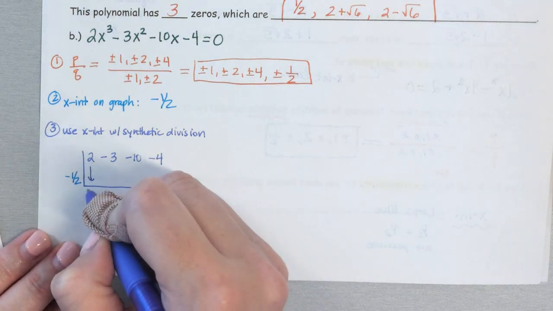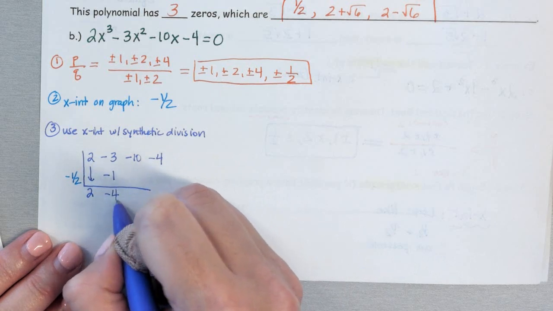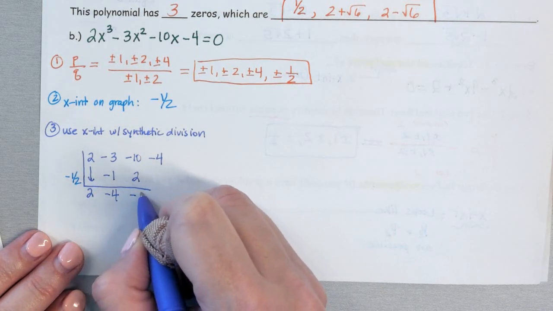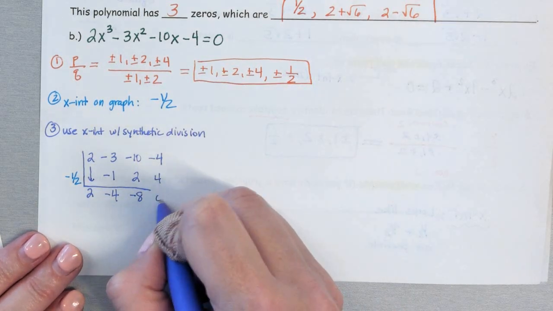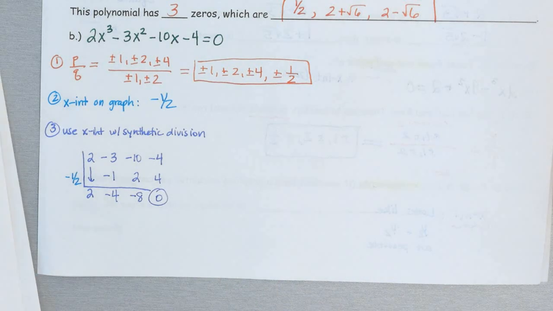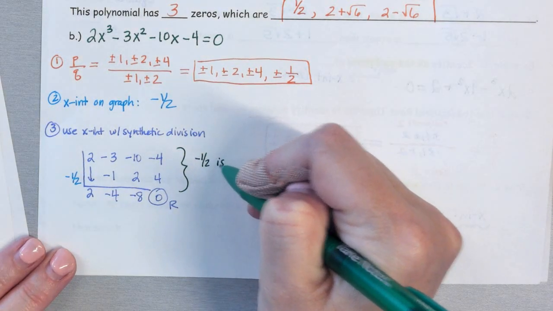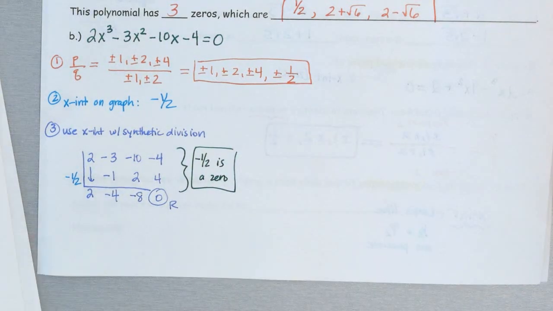So I drop down the 2. 2 divided by negative 2 is negative 1, which will be negative 4. Divided by negative 2 is positive 2. Add straight down. Negative 8 divided by negative 2 is positive 4. Yay! I got the remainder of 0, which means what you just have done is found that negative 1/2 is a 0. So this is going to be part of your final answer, that negative 1/2 is a 0.